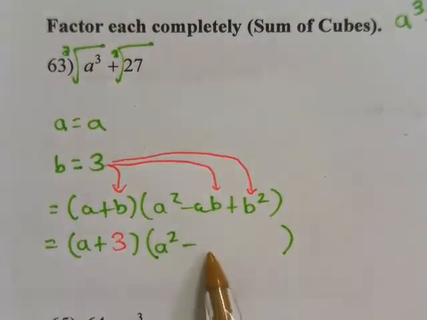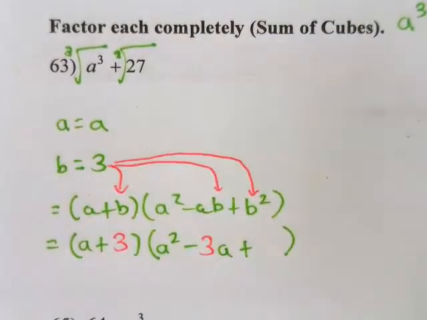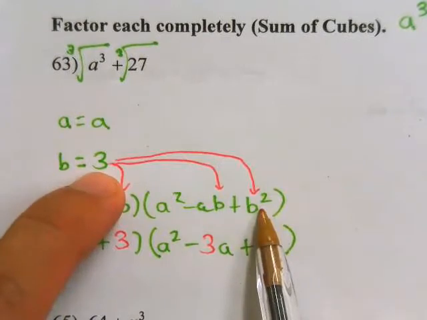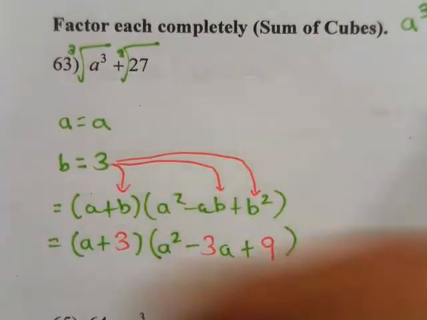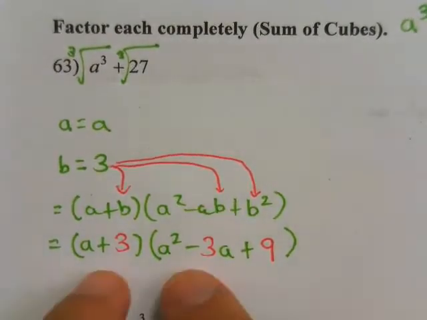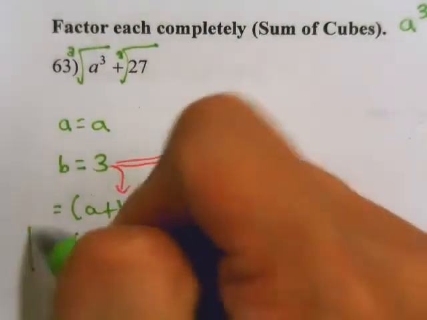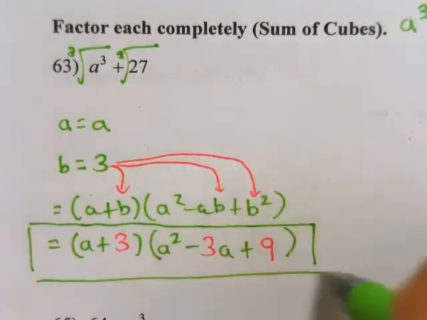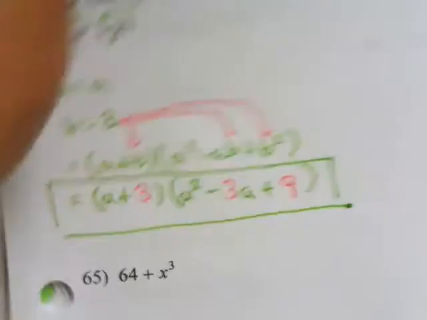So this is going to be 3a, so I'm going to go 3a, and then this is going to be 3 squared. 3 times 3 is going to be plus 9. This second factor is unfactorable. You're going to have a difficult time. Even I'm going to have a difficult time factoring this. So you're just going to leave it like that, pretty much like this. Hopefully that's the correct answer. Well, let's just take a look at 63. A plus 3. A squared minus 3a plus 9, which is that.